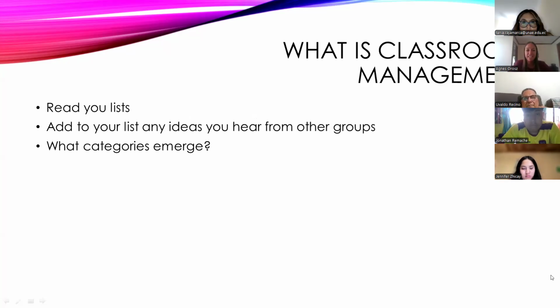So what categories would you say, looking at this big list, what categories emerge here? If we look back at all of these things, what do you think are the major big categories of classroom management? You can write it in the chat or you can raise your hand if you like. There are three main aspects. I'll give you a clue. Yeah, there are three main aspects of classroom management that include all of these things.